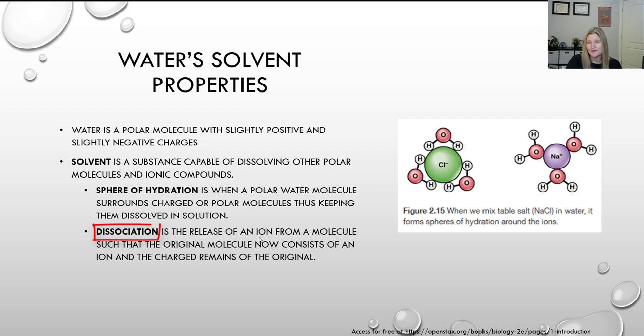Dissociation is the release of an ion from a molecule. For example, we have our table salt. Once it's dissolved in the water, they're no longer together. You see sodium over here surrounded by water molecules. You see a chlorine ion over here surrounded by water molecules. So it's been dissociated.